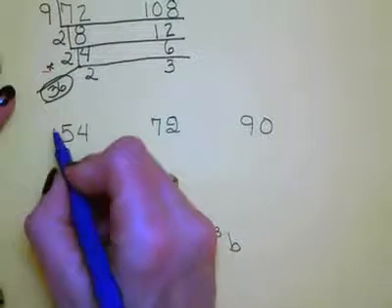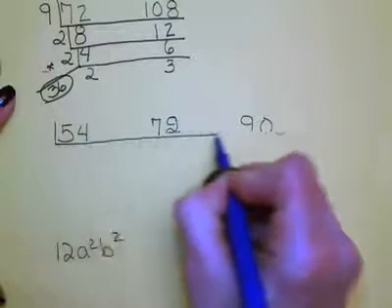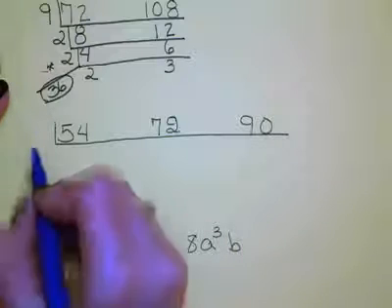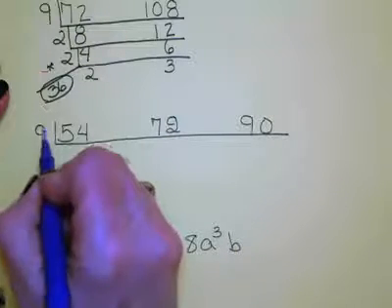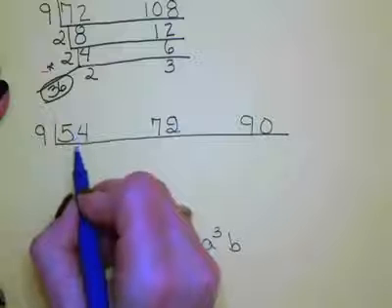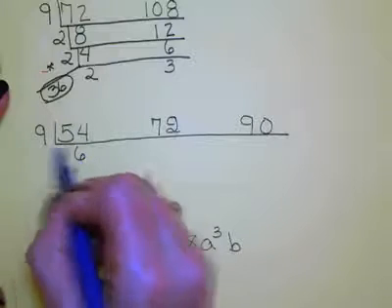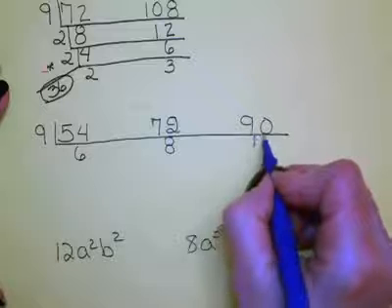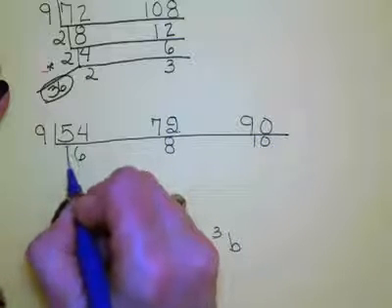You can use the same method with three numbers. If you have 54, 72, and 90, again you make a layer on your cake. 9 goes into all three numbers. It goes into 54 6 times. It goes into 72 8 times. It goes into 90 10 times.